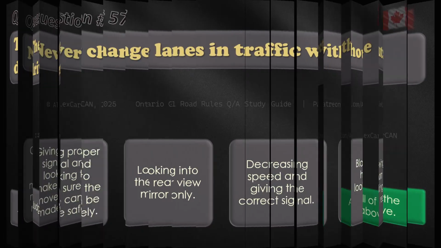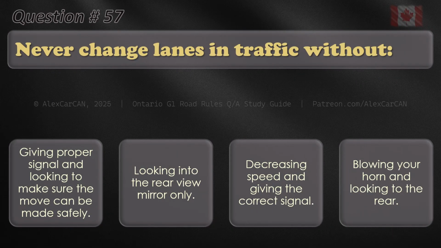Question number 57. Never change lanes in traffic without giving proper signal and looking to make sure the move can be made safely. Looking into the rear view mirror only. Decreasing speed and giving the correct signal. Blowing your horn and looking to the rear. The correct answer is giving proper signal and looking to make sure the move can be made safely.